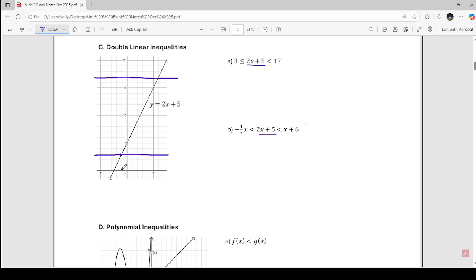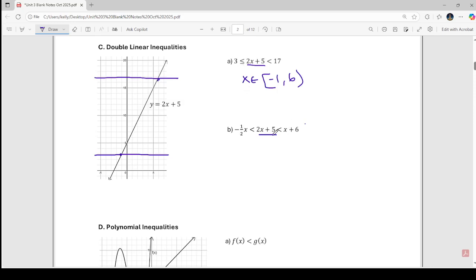Where's that? Oh, down here. From negative 1 until 6. Okay, and we want it can be equal to 3 and it will be less than 17, so I'll use a round bracket.